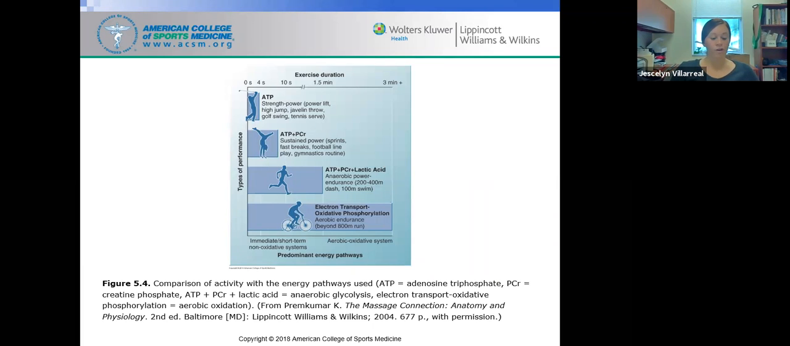Figure 5.4 is on page 145. Study this so you understand the exercise duration and intensity, which calls for this certain energy pathway to be used. So in the transition from rest to max exertion, the energy requirement of the exercising muscles increases substantially. Therefore, ATP must be constantly resynthesized to maintain the energy requirements of the movement.